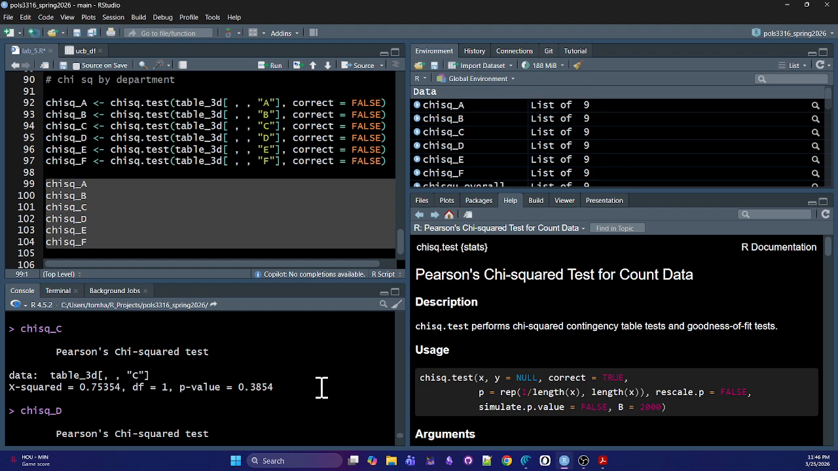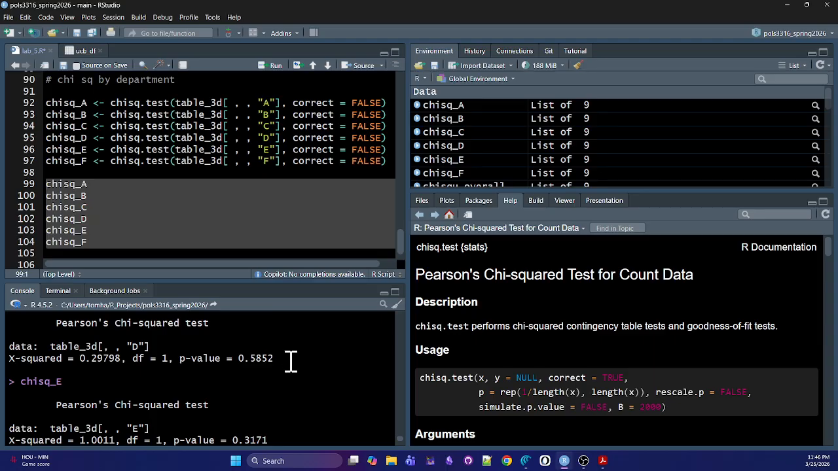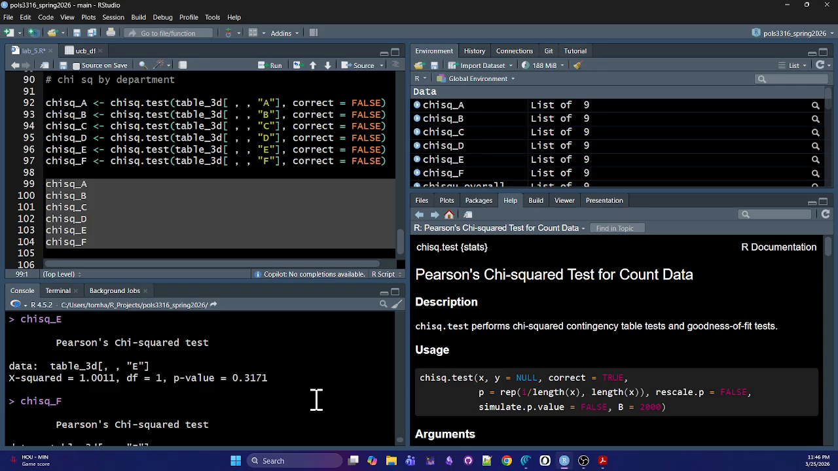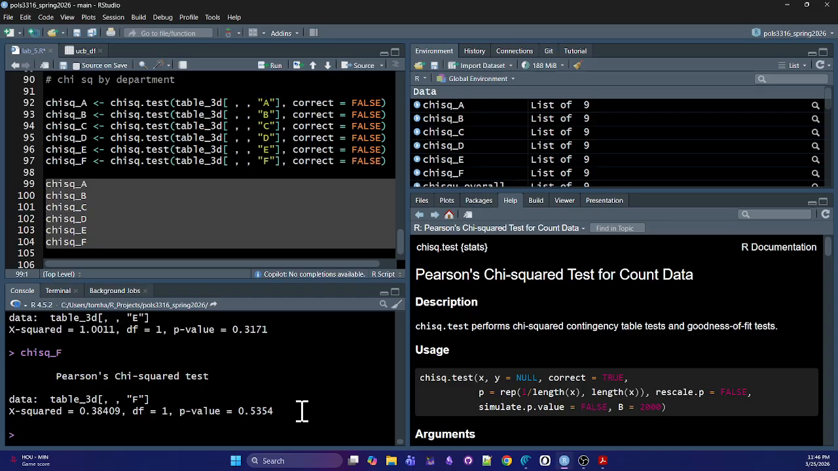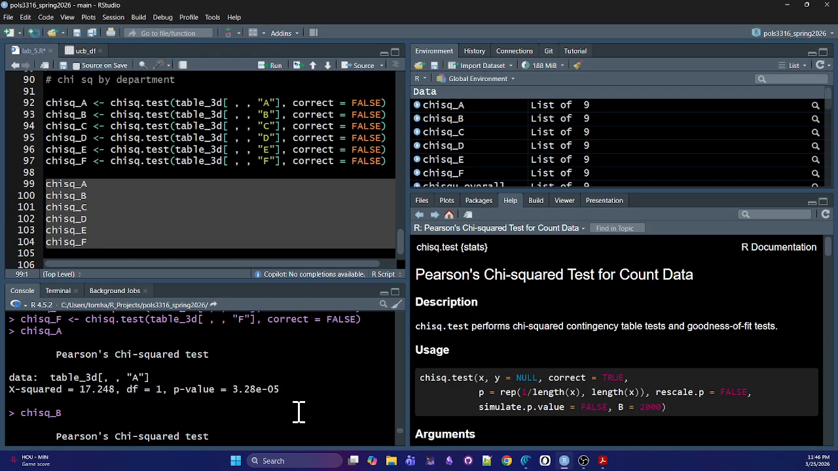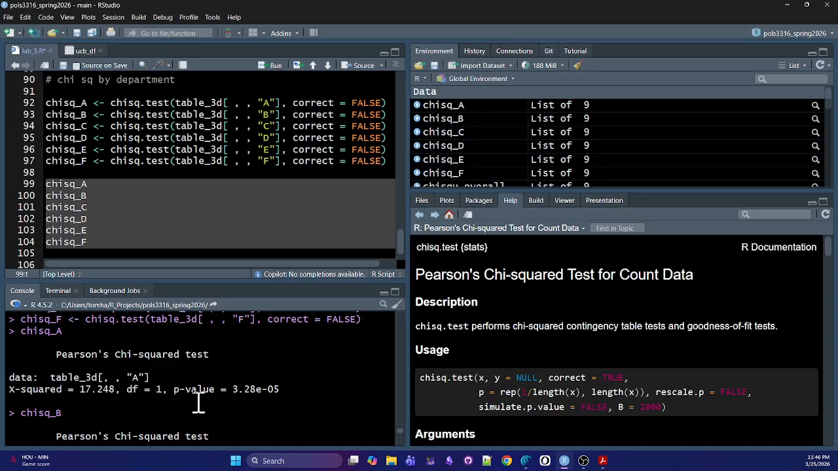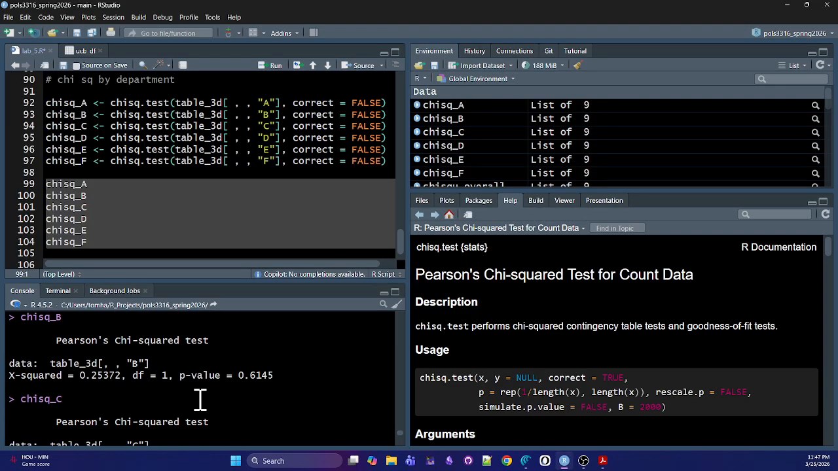0.3854, definitely greater than 0.05. 0.5852, definitely greater than 0.05. 0.3171, definitely greater than 0.05. 0.5354, definitely greater than 0.05. So it turns out in the only department where there was a significant difference between men and women, men were admitted at a lower rate.